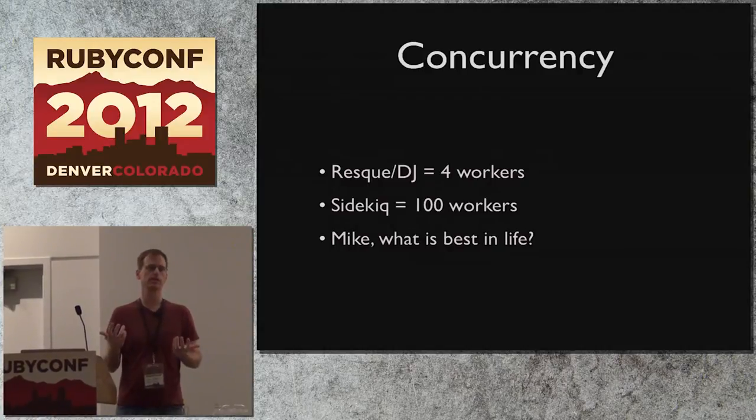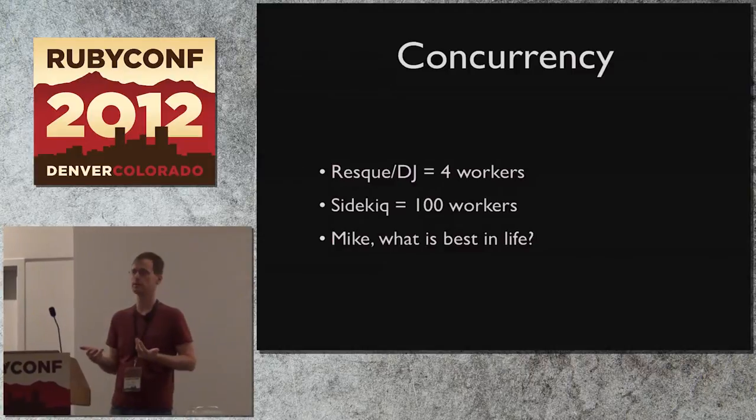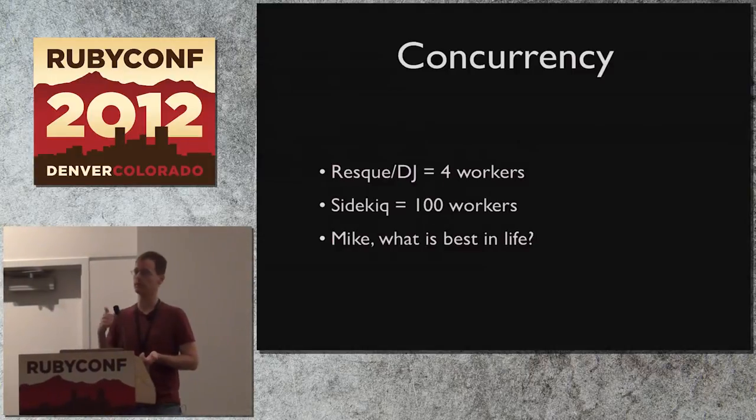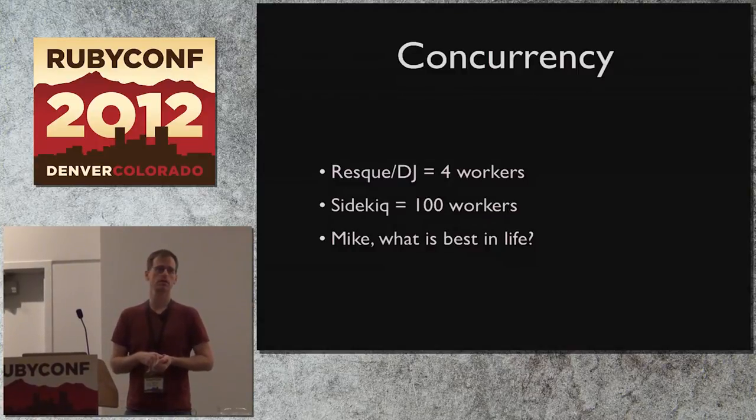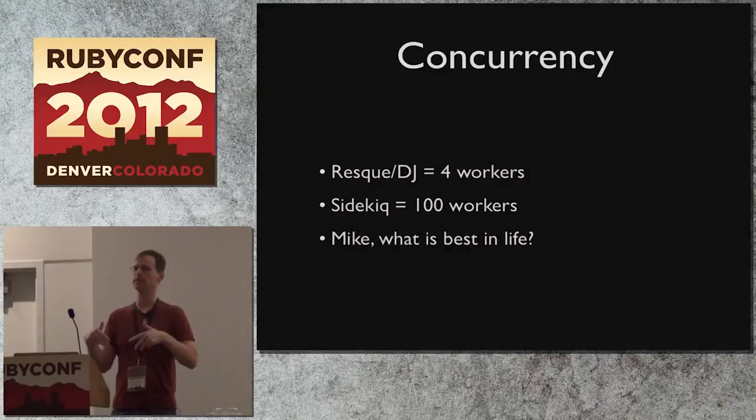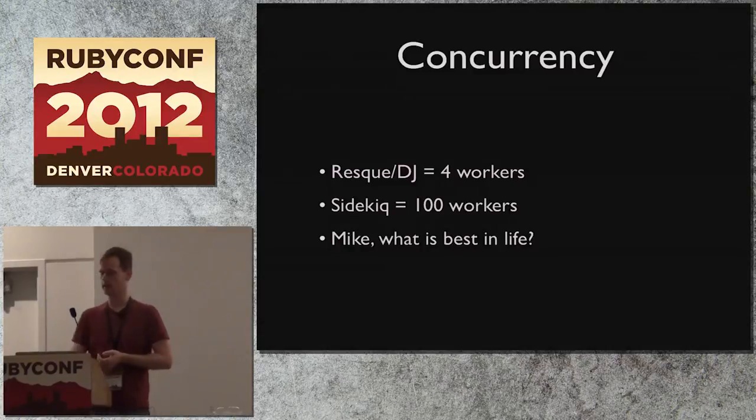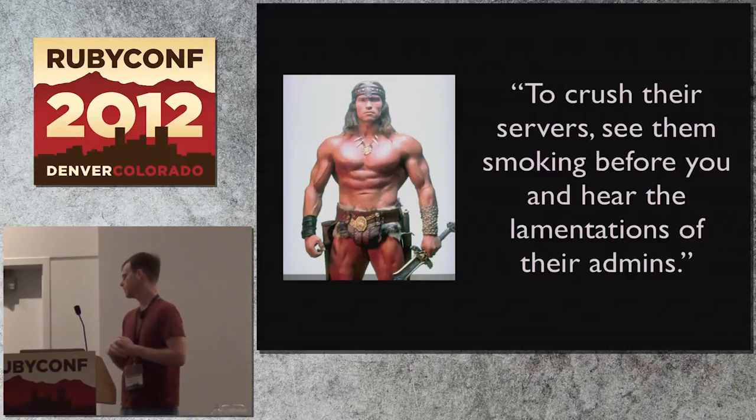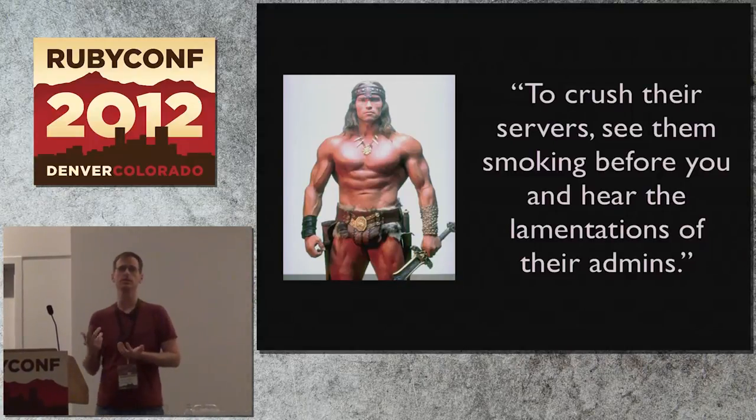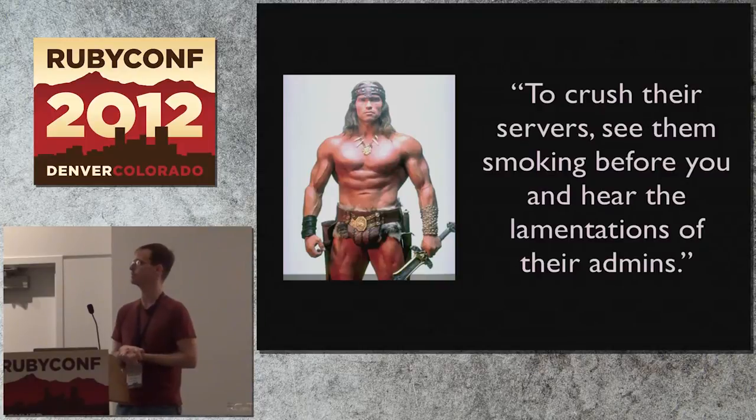But Sidekick is heavily multi-threaded. Every process has 25 threads in it by default, and you can up that to a lot more. So if you're running four processes, you've got 100 workers, and you've got potentially 100 threads hitting your database all at once. Same thing goes with any third-party APIs you're hitting. So Sidekick, in fact, goes from being a nice, polite character to being Conan the Barbarian. And Sidekick will crush servers. It'll take down servers, or services, that you haven't prepared for.